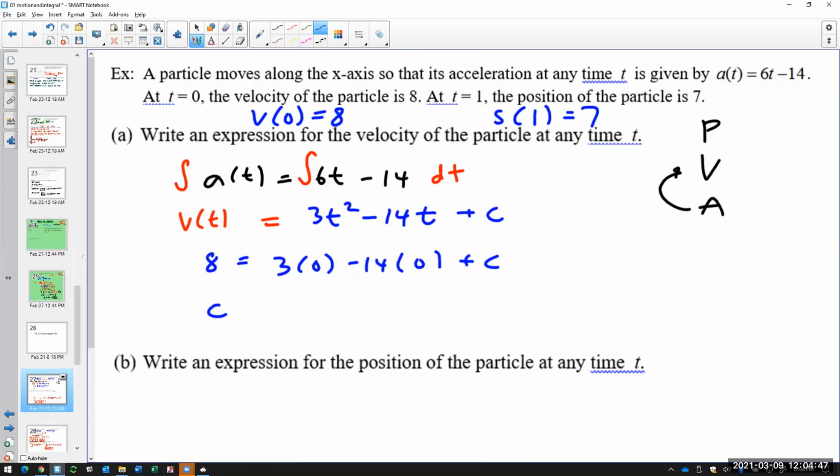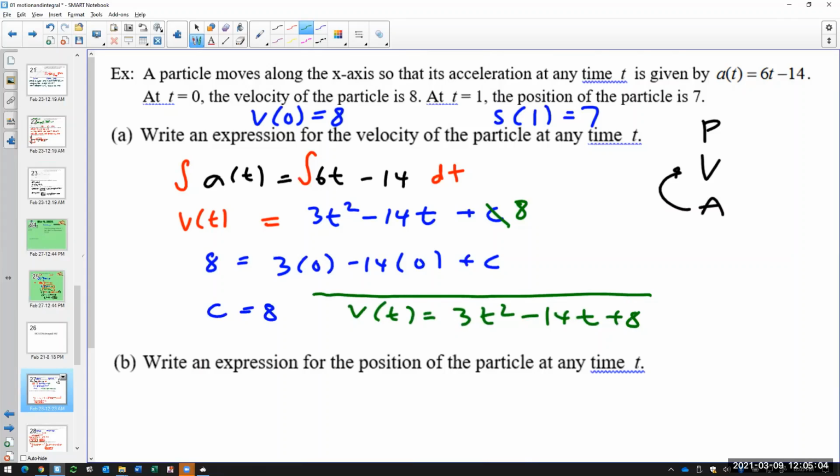Okay, so did you get C is equal to 8? You guys good with that? Now, C isn't always equal to whatever your number is. Just be careful. Okay, so all you do is you cross this out. That's 8. And there is your velocity function. Velocity is equal to 3t squared minus 14t plus 8.